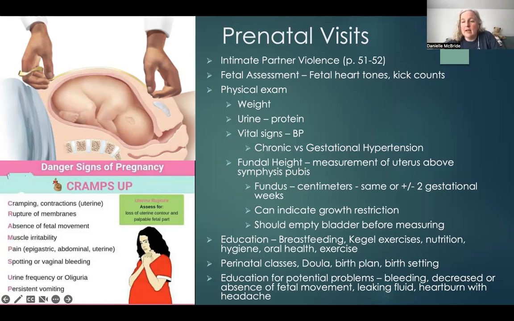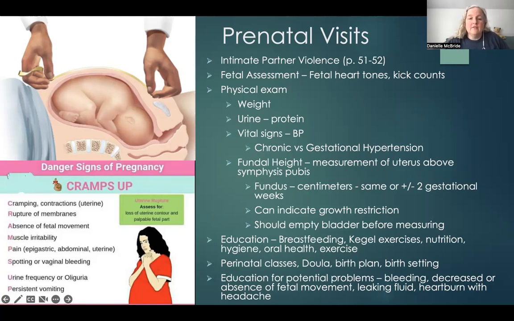All right, and so we usually have her assess this at the same time each day because babies kind of function on a schedule. And so she can pick a time of day that her baby tends to be more active, and then she can count her kick counts. Fetal heart tones we can listen to with a Doppler. Okay, and we usually can hear that as early as 12 weeks gestation.